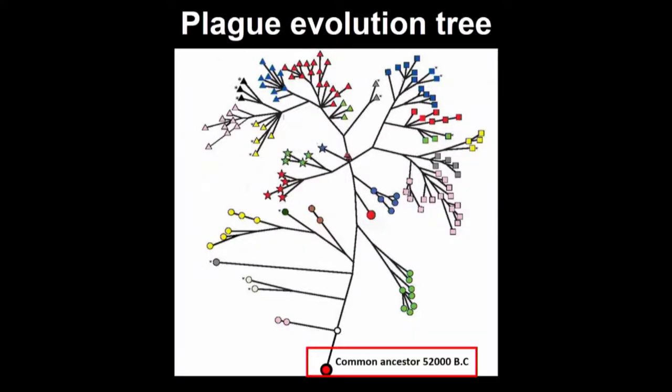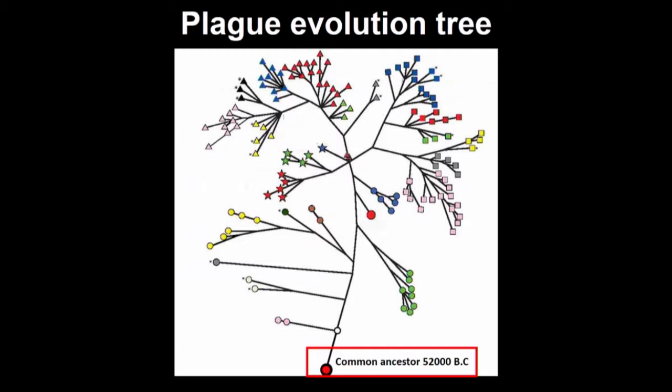So this is a tree looking at plague. Each one of these little tips, a circle, a triangle, a star, represents a plague isolate from a different location across the world. At the root of the tree, just like the relationship between humans and chimpanzees, we see a common ancestor. That's the common ancestor between plague and really the closest relative to what plague has.